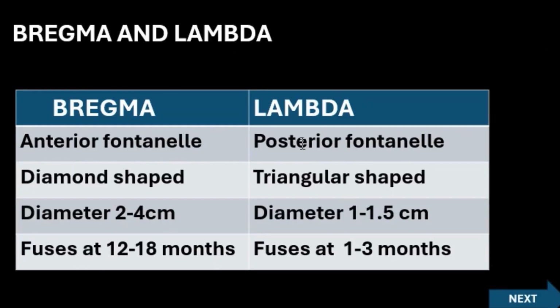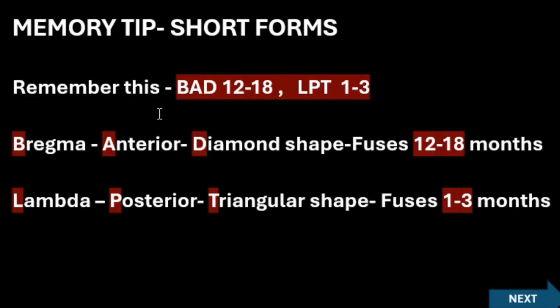Bregma and lambda. Bregma is anterior fontanelle and lambda is posterior fontanelle. Bregma is diamond shaped, diameter 2 to 4 cm and it fuses at 12 to 18 months. Lambda, posterior fontanelle, triangular shaped, diameter 1 to 1.5 cm and fuses at 1 to 3 months. For better memory, see this picture. Bregma is in the front place, this is anterior fontanelle, and lambda is in the back side, this is posterior fontanelle. And have a memory tip as well for this.